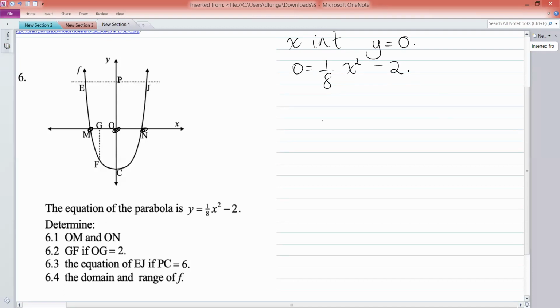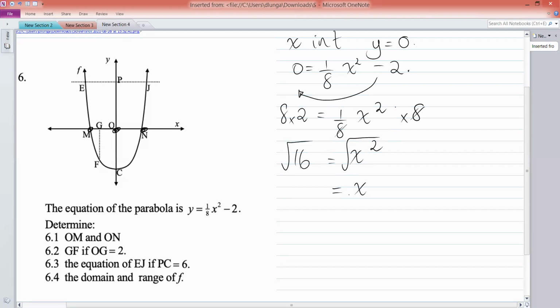You want to isolate your x squared. So let's do the balancing method, inverse operations. That's positive 2; it was negative, and now it's positive. 2 equals 1/8 x squared. Then you want to get rid of the 1/8, which means you multiply both sides by 8. So 16 equals x squared. We're almost there. Last step, square root of both sides.